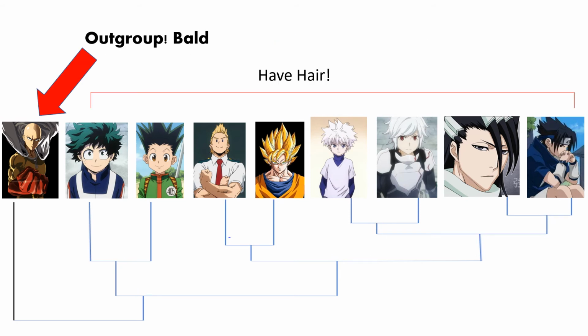Now I will explain my classifications based on hair type and color. As you can see, there is only one OTU that does not have hair, which is why it's the outgroup. All other OTUs have hair, so they derive from a common ancestor that had hair.